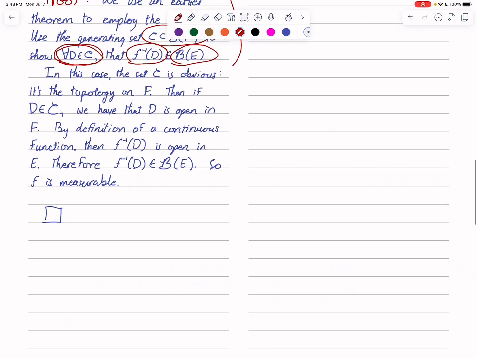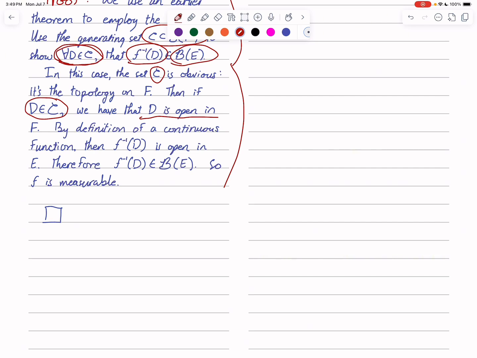In this particular case, which generating set are we going to choose? Well, it should be obvious. If these things just are, by definition, generated by the associated topology, then the topology is going to be the thing that generates, right? So here we're going to set C to be the topology for F. And so when we pick an element out of this collection, we're really picking an open set, right?